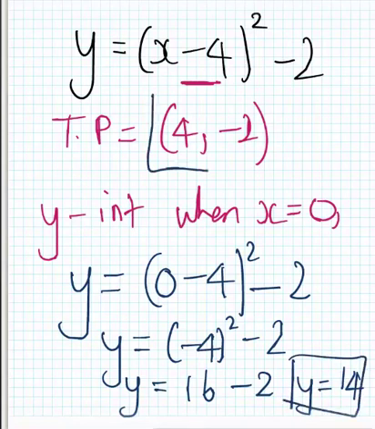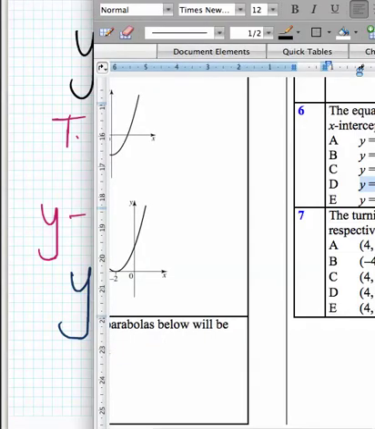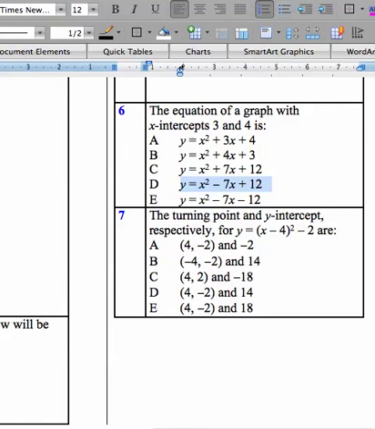So the turning point is when x is 4, y is negative 2. The y-intercept is when y is equal to 14. So our answer is D. There it is.